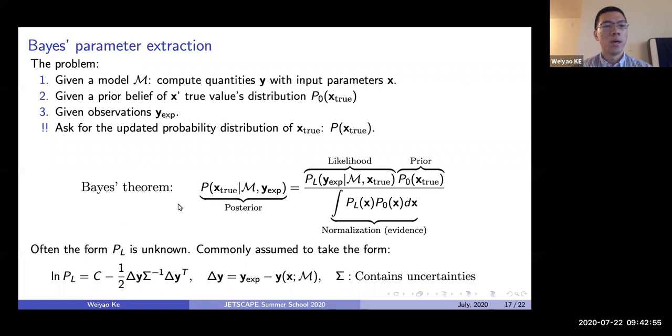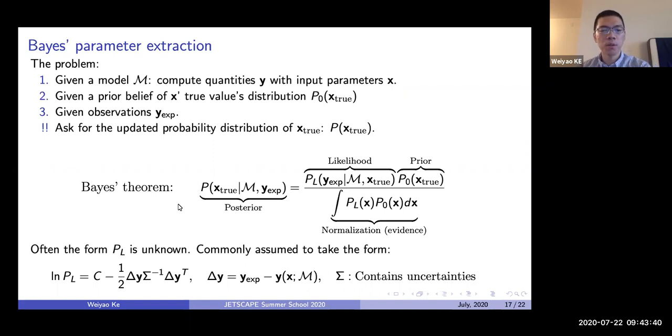So Bayesian parameter extraction tries to deal with such a problem. You are given a model which allows you to compute some observables y at given input parameters x. Both y and x are vectors, so you can have multiple parameters and compute multiple observables. And you are given a prior belief on the true value of the parameters before you compare to some newly measured data set. You want to use the newly measured data set to update the probability distribution of the true value of the parameters, which we call the posterior.